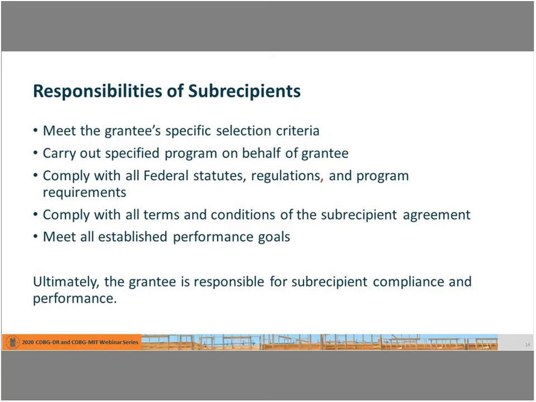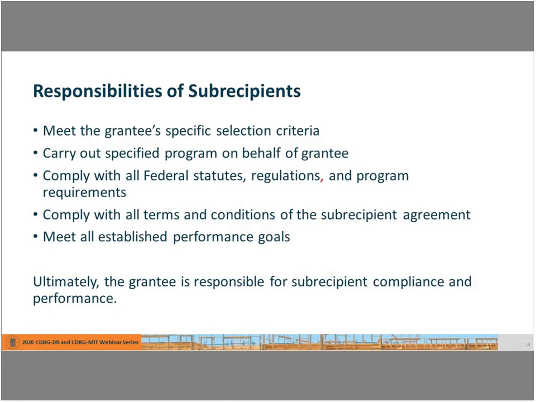Probably one of the most common that we see is housing rehab, reconstruction type programs where subrecipients assist with that, as well as services and some economic development and those type of programs. Again, they have to comply with all of the statutes, regulations, program requirements, the common rule, cross-cutting requirements like Davis-Bacon, URA, environmental, fair housing. All of those sorts of things would apply to subrecipients.